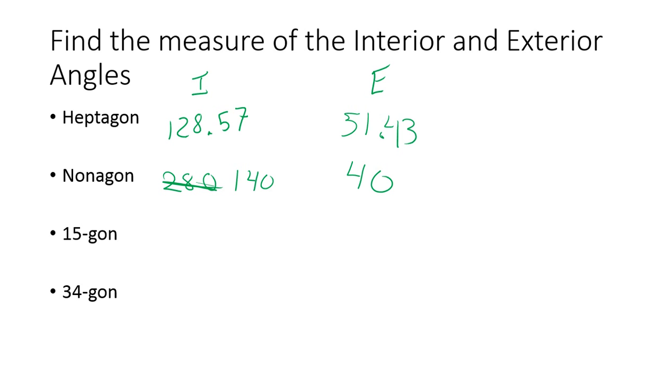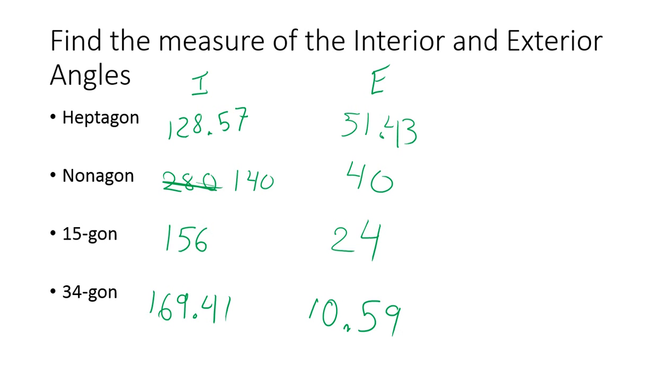For the 15-gon, you'd end up with 13 times 180. Divide that by 15, and you get 156. Our exterior would be 360 divided by 15, which gets us 24. And for the last one, the 34-gon would be 32 times 180 divided by 34, which gets us 169.41, and our exterior would be 360 divided by 34, putting us at only about 10.59.